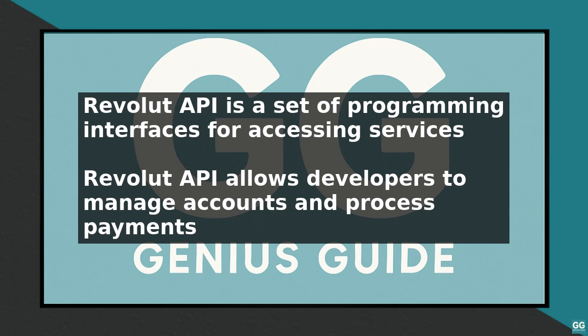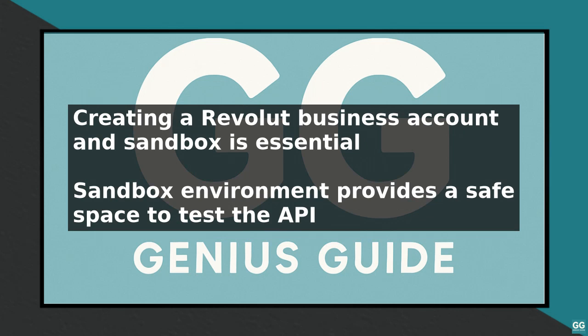The Revolut API is a set of programming interfaces that allows developers to access Revolut services, such as account management, payment processing, and currency exchange. To get started, you need to create a Revolut business account and apply for a developer sandbox. The sandbox environment provides a safe space to test and experiment with the API without affecting live accounts.